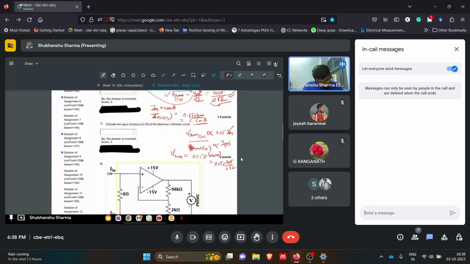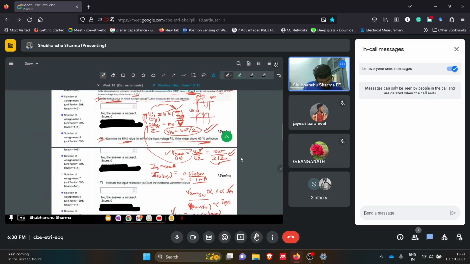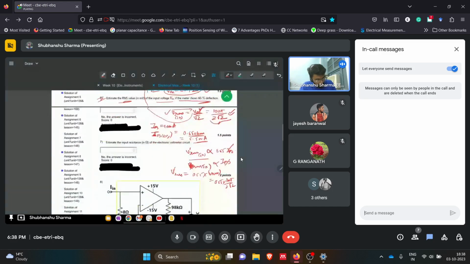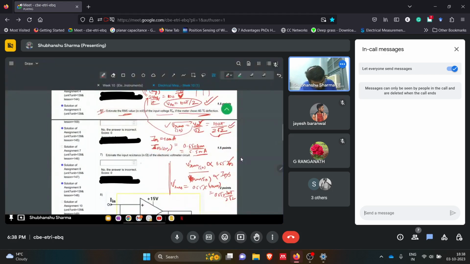So in this, estimate the input resistance of the electronic voltmeter circuit, say this is the yellow box. We know V input, we know I input. So what can be Z input? Z input is V input by I input. Another thing: if you are considering V input as RMS, then I input should also be RMS. Keep this in mind also. The impedance value does not have any RMS or average value. It does not make any sense.